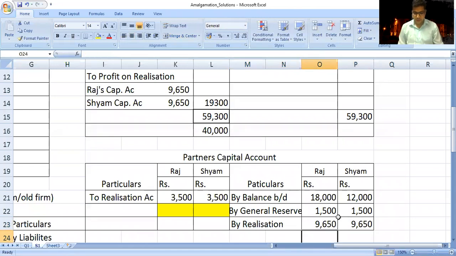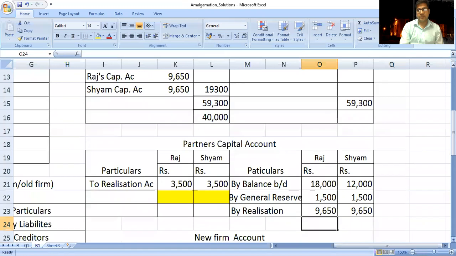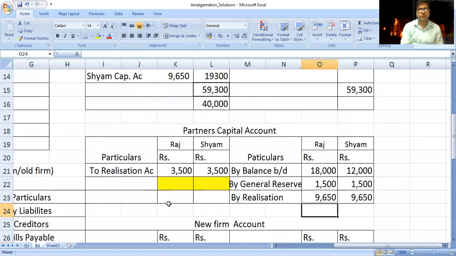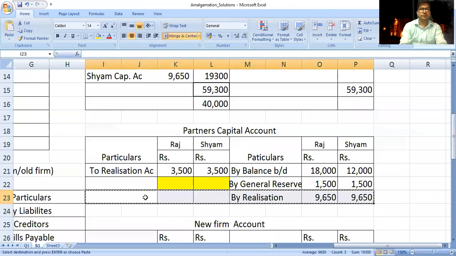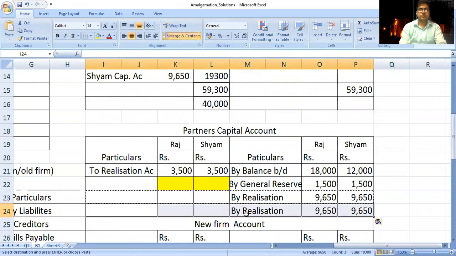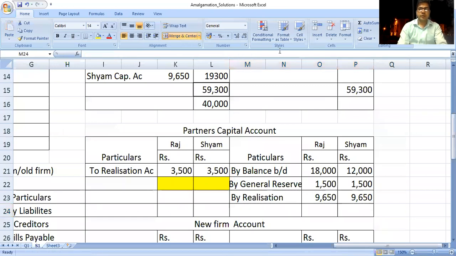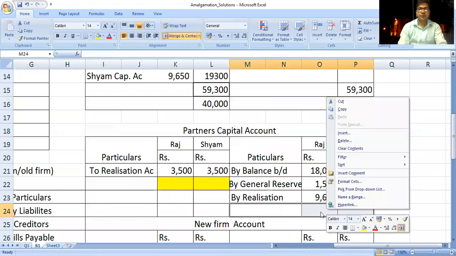Now we recorded all the items. Profit is also distributed to the partners. Now we have to close the partners capital account. First of all, we have to find out the total of the debit side. First, Raj's total we have to find out.